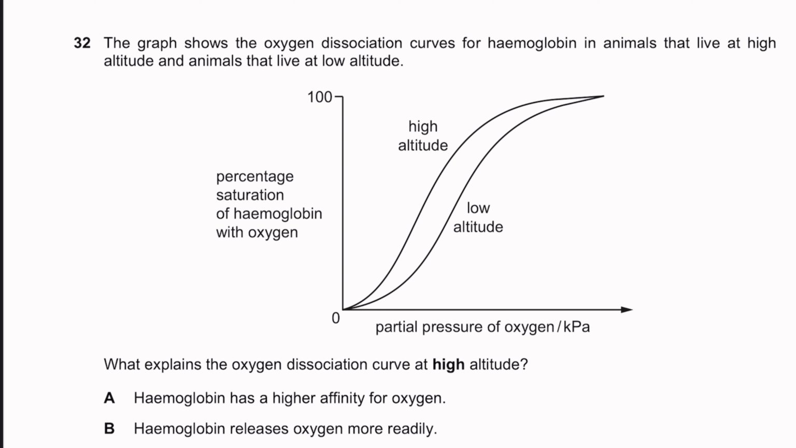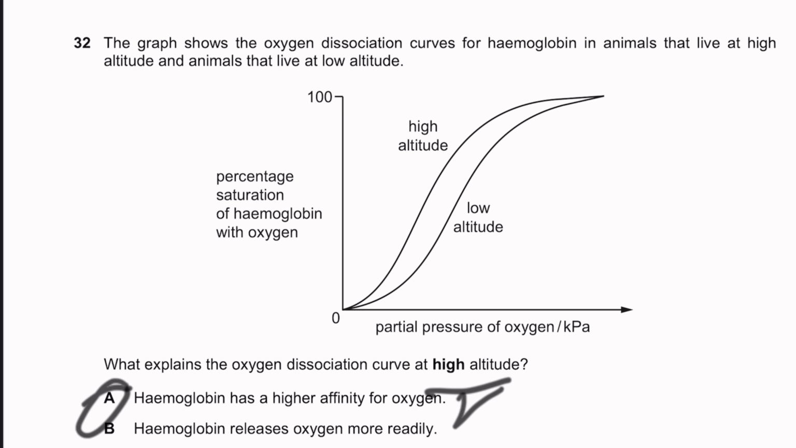The graph shows the oxygen dissociation curve for hemoglobin in animals that live at higher altitude and animals that live at lower altitude. What explains the oxygen dissociation curve at higher altitude? So hemoglobin has a higher affinity for oxygen. That is correct because at higher altitude there's not much oxygen available. Neither is there carbon dioxide, but obviously because there's not much oxygen available, the hemoglobin has to hold tightly onto whatever oxygen it can find, and that's by having a higher affinity.